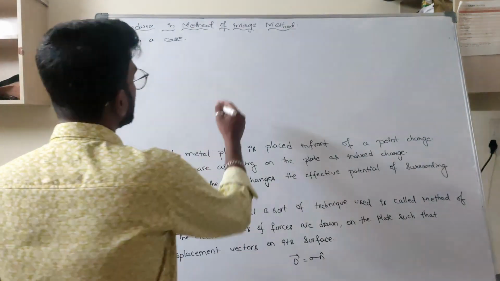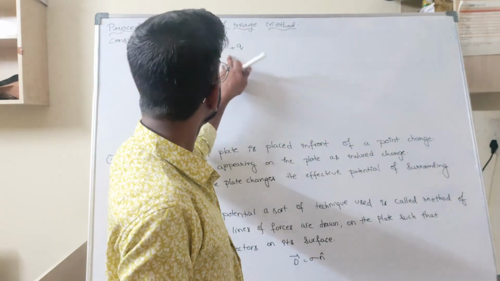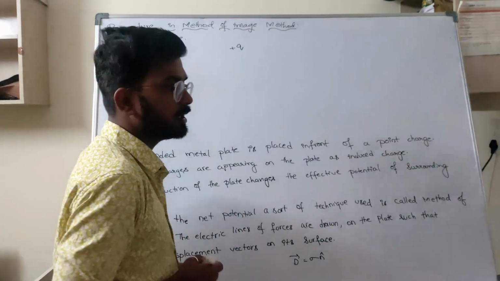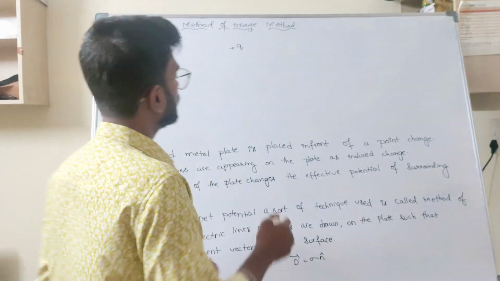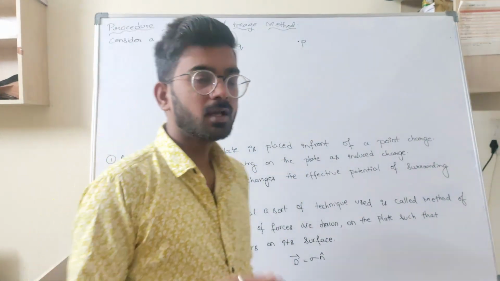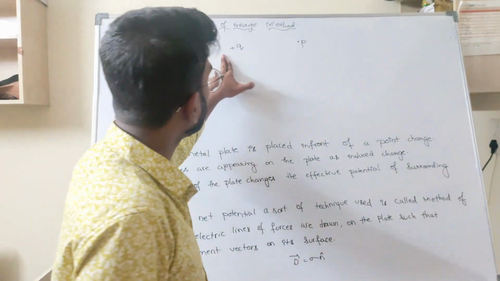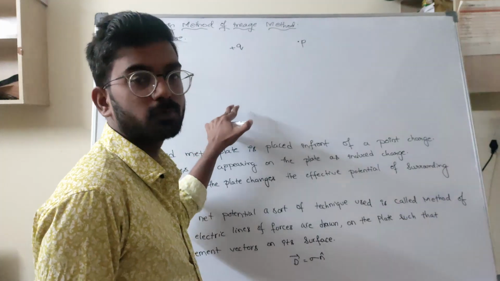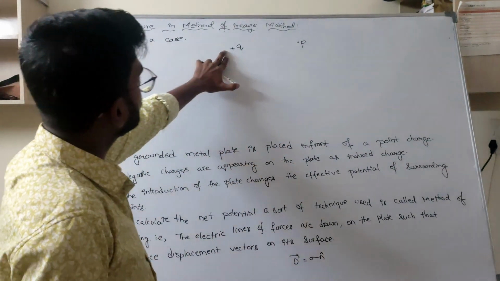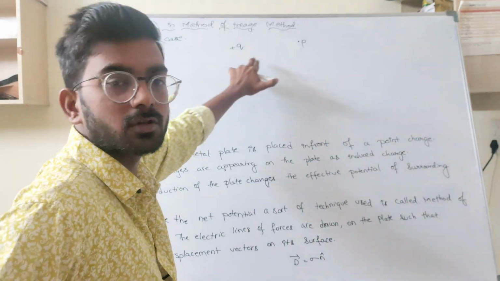So I am considering a plus q charge here. I have to find the potential at point P. Correct? So the potential at point P not only depends upon the charge present here, but it also depends upon the charge distribution on the conducting surface, right? So what we are doing here, we took a charge and there we took a point. We have to find the potential at point P due to this plus q charge.